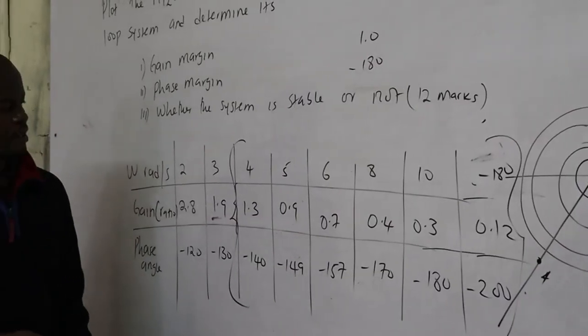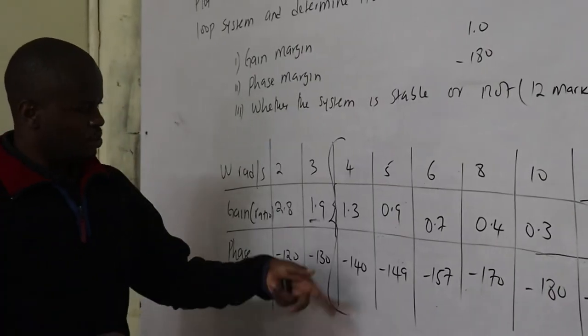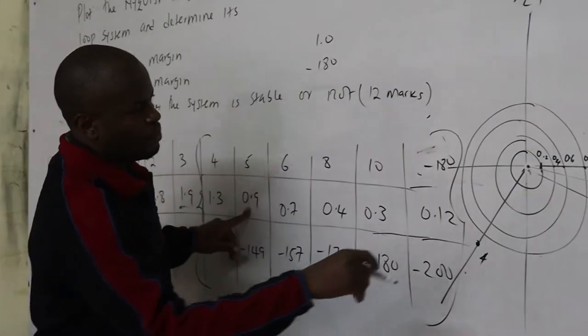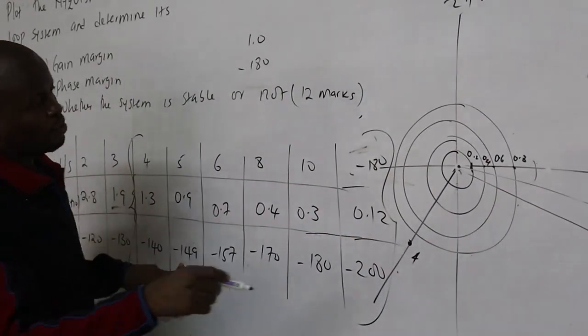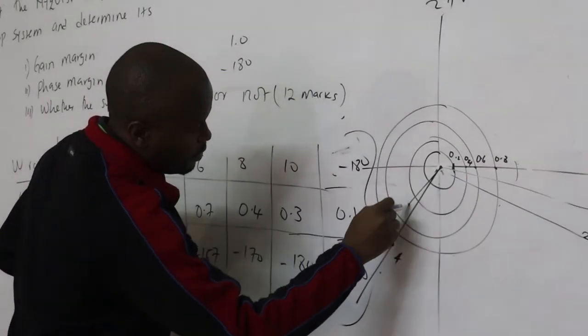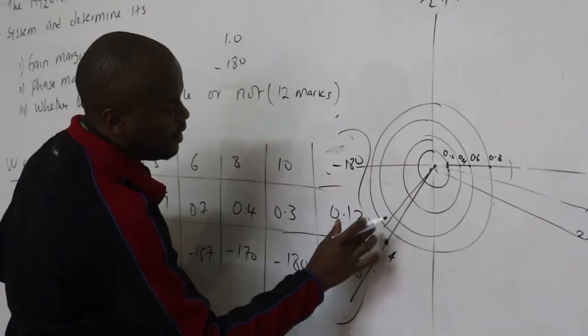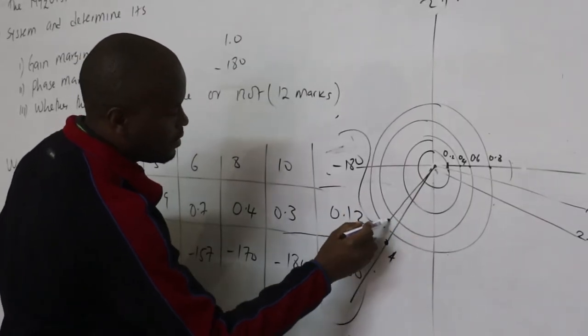Write the corresponding frequency, which in this case is 4. You go to the other one, 0.9. Get 0.9 from your scale. The corresponding angle is 149. Draw, maybe you have a line here, 149. You can approximate because the values are already there, 149, 0.9.